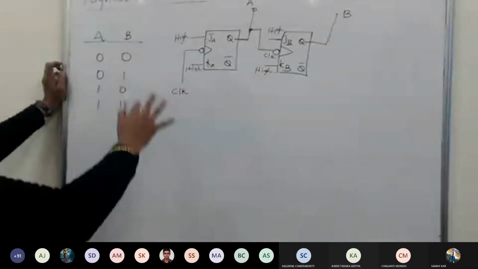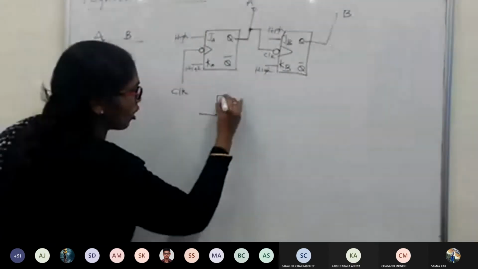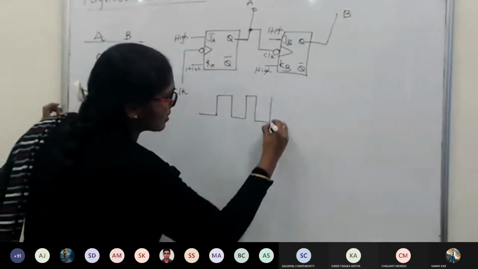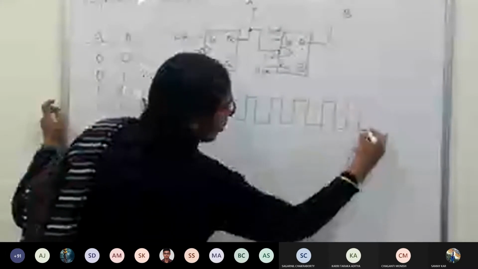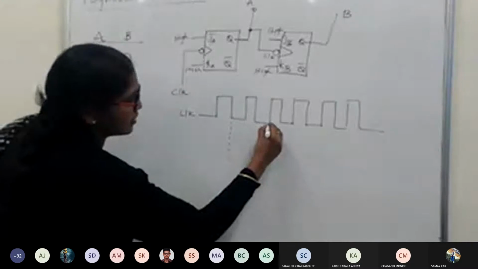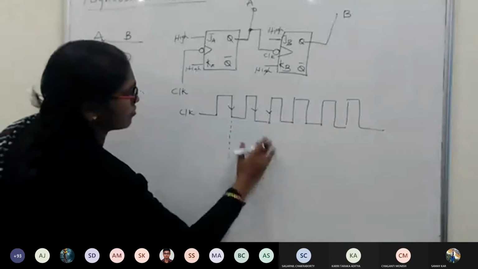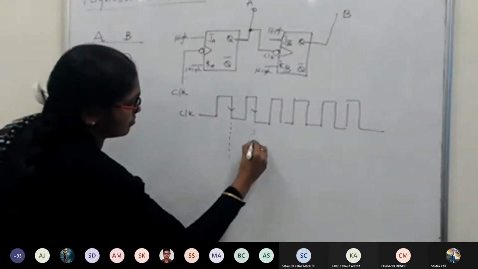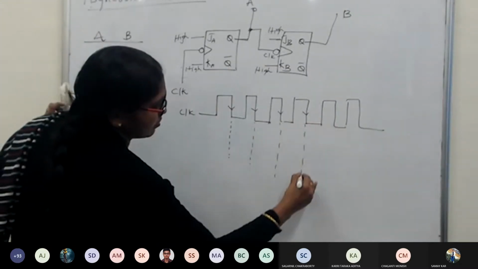Now, to be honest, if we draw the timing diagram of this, then we can understand. So let us consider a clock pulse, a continuous train of clock pulses. Consider they are of equal width. So this is our clock. And most importantly, this is the negative edge, which we are supposed to work out.